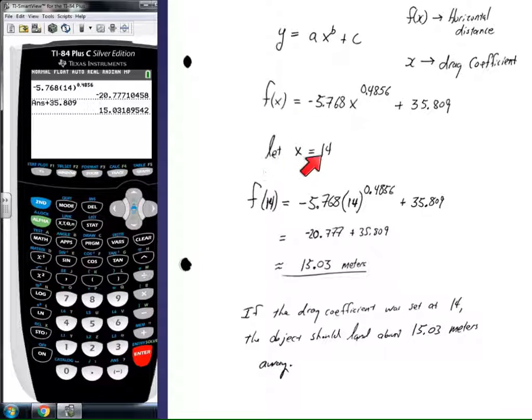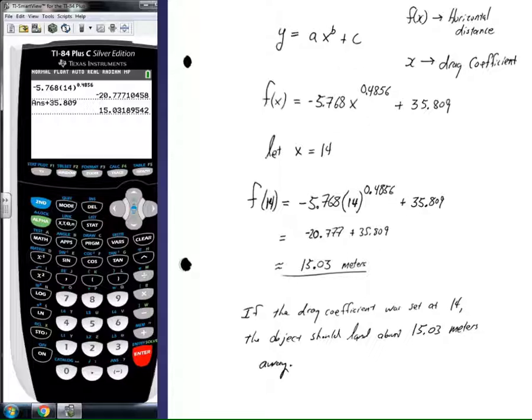Now right underneath it I'm going to choose my extrapolation value, substitute that into the equation, so wherever there was an x I replace it with 14, don't forget the parentheses. Now you can see over here that I evaluated the first part of my equation with the calculator by typing in literally what I saw, and I got negative 20.777, so I transfer that here. Then I add the 35.809 and I get 15.03 meters. So this mathematical equation now has a translation into English. This all means that if the drag coefficient was set at 14, the object should land about 15.03 meters away.